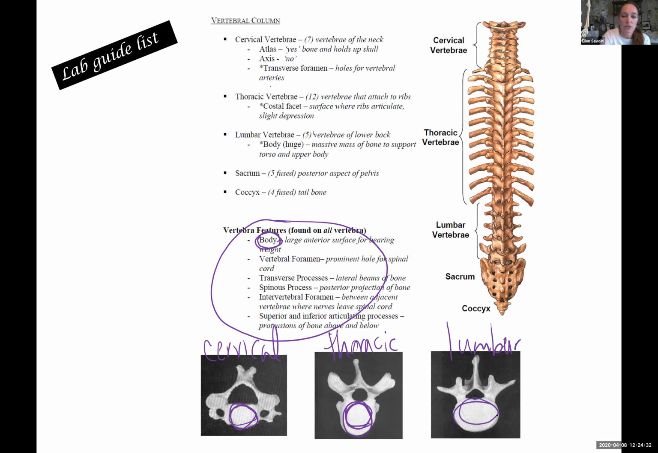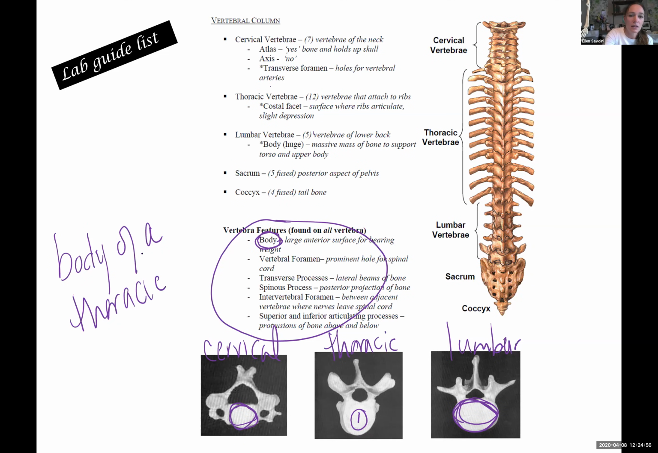So I'm drawing a giant circle. You can see the lumbar body is really big compared to the smaller cervical, because there's less weight high up on the cervical. So how you would say it, if I were to do a test question and say name number 1, in this case it would be body of a thoracic vertebra. Okay, so you're going to get a feature of the bone. Let me get rid of this.